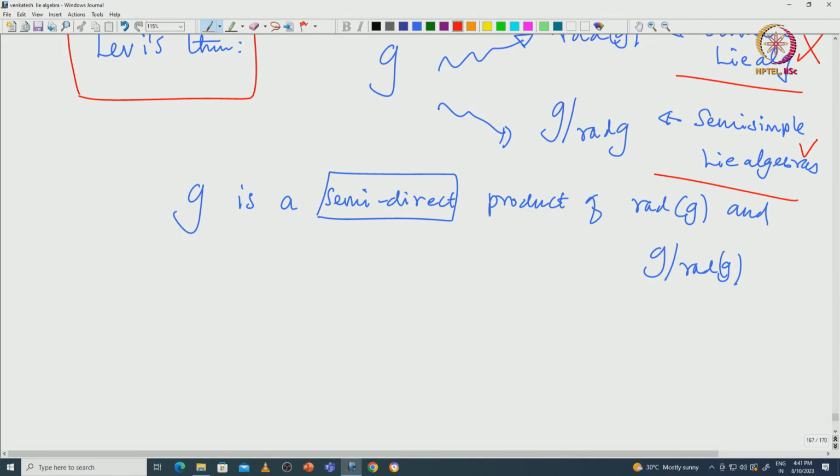Okay. So, I will stop now. Maybe in the next class we will see some of the properties of nilpotent algebras, and then later we will prove some important theorems about the structure theory of nilpotent and solvable algebras.